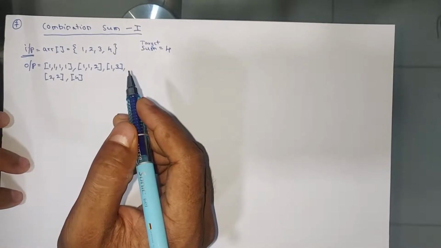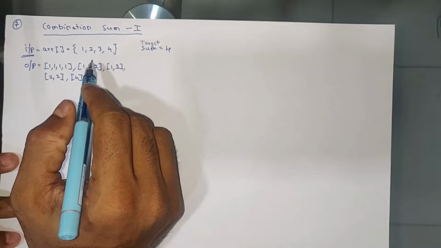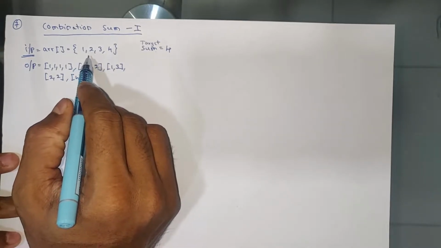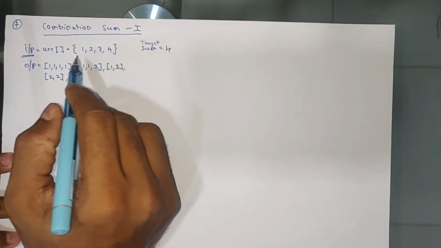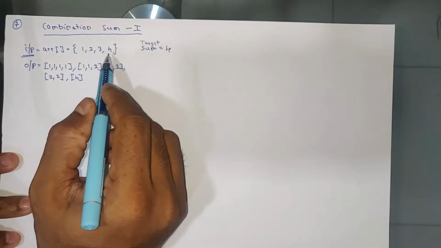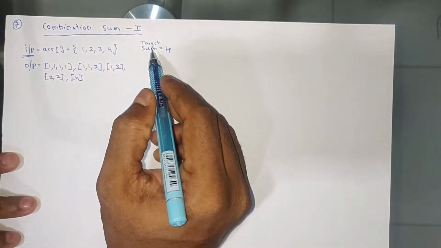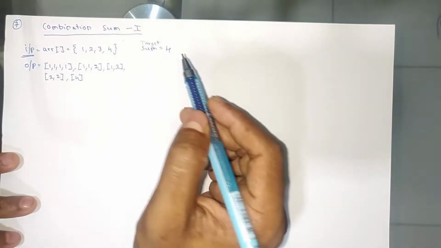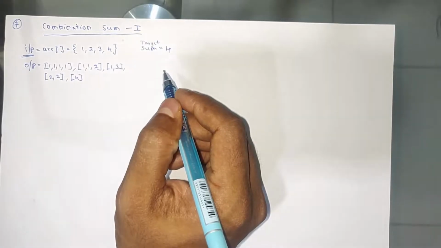So let me elaborate on the problem statement that we have here. You will be provided with an array which basically consists of integers. I mean, the integer array will be provided to you. In this scenario I have taken a sequential number 1 2 3 4 as an input array, and you will be provided with a target sum. And again in this example I have taken 4 as a target sum.